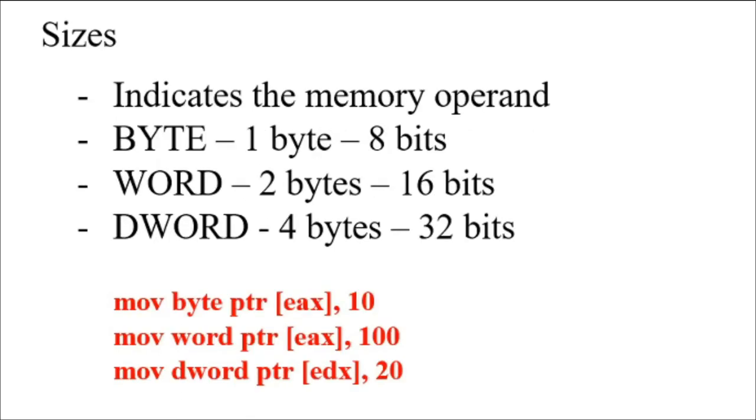For example, you have MOV byte PTR [EAX], 10. This means it writes 10 into a byte. And if you have MOV word PTR [EAX], 100, then it moves 100 into a word at EAX. And lastly, if you have MOV D word PTR [EDX], 20, this moves 20 into a D word at EDX.